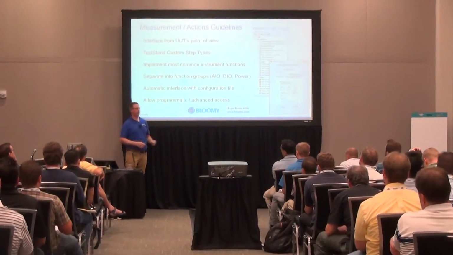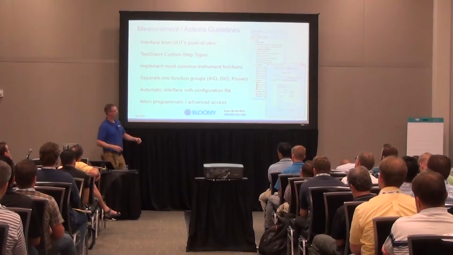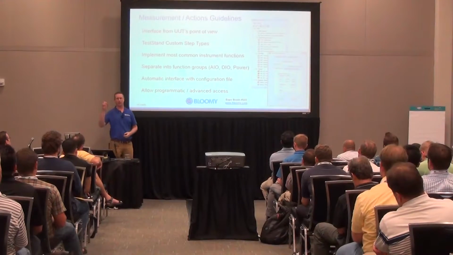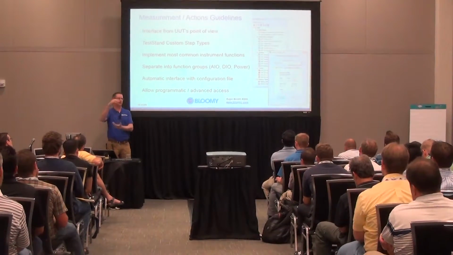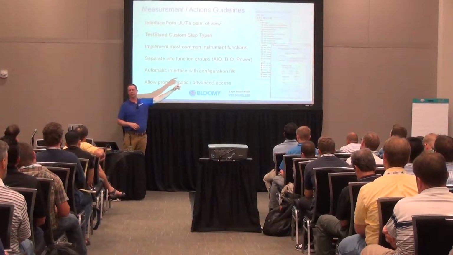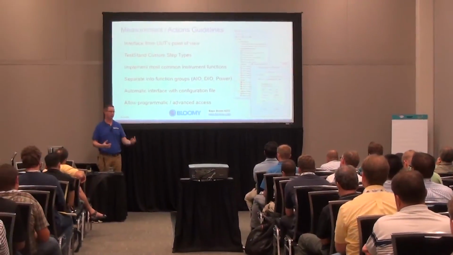Automatic interface with that configuration file. So with the hardware access framework, what we've done is, if you can see on the right there, there's the analog input configuration. There's a combo box. And if you configure a set of analog inputs in your configuration file, this combo box will automatically update with whatever is available as an analog input. Same thing goes for power or digital inputs.